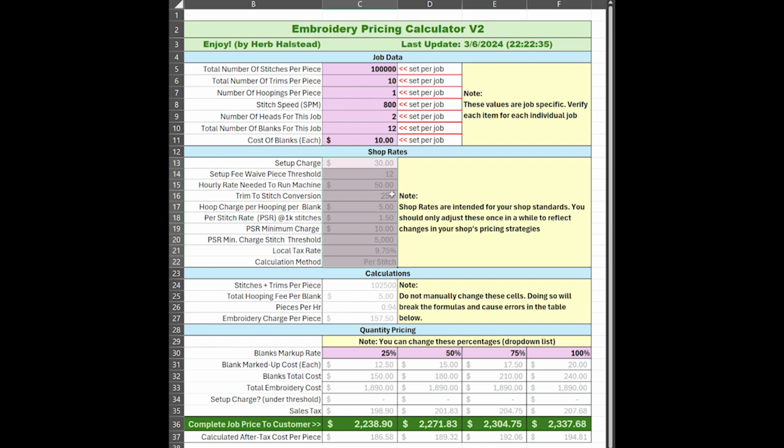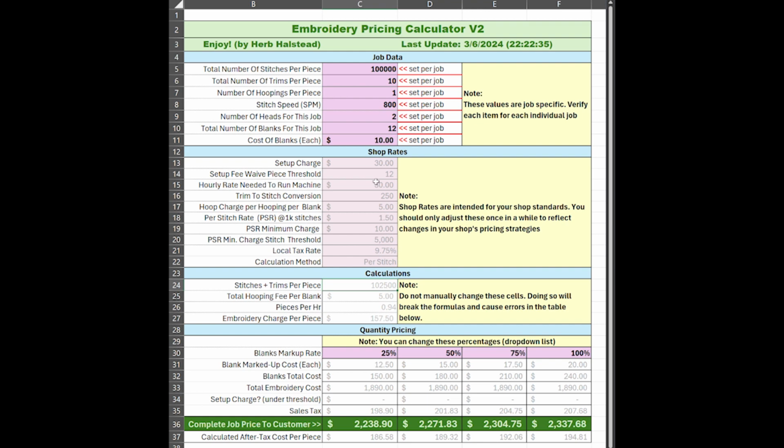You have your shop rates set up, and then you'd have your job data set up, and that allows the calculations to happen. So this 102,500 is your stitch count if you count trims. And then there's only one hooping per blank, and so that's going to be $5. And then your pieces per hour that you can make based on this job stitch count and stitch rate and all those things.